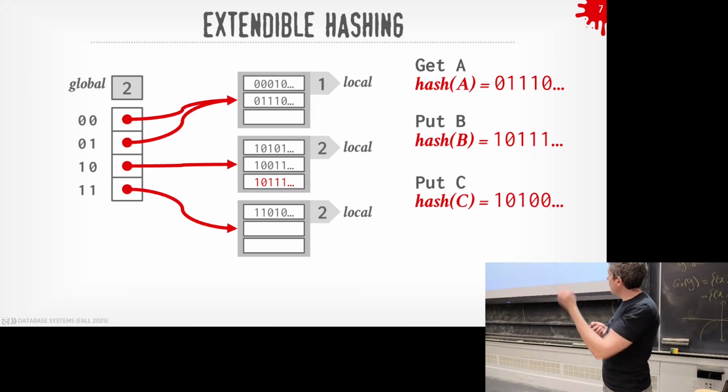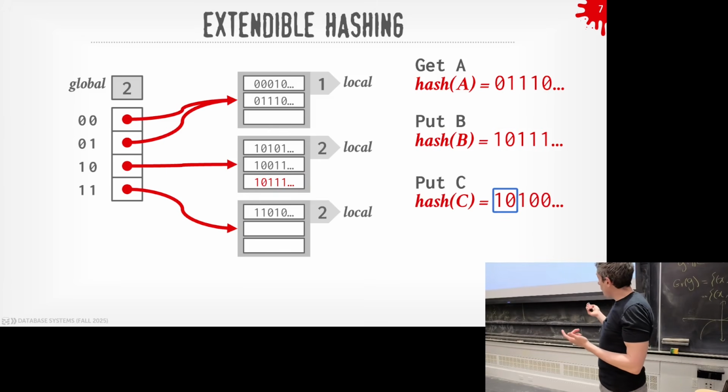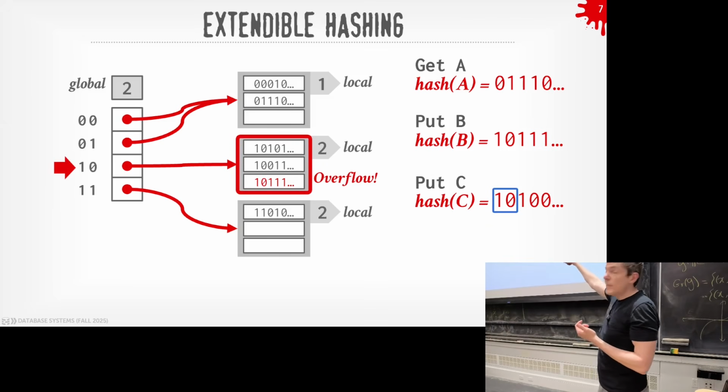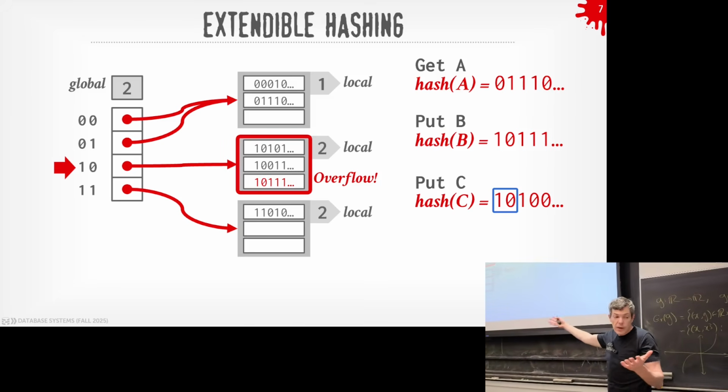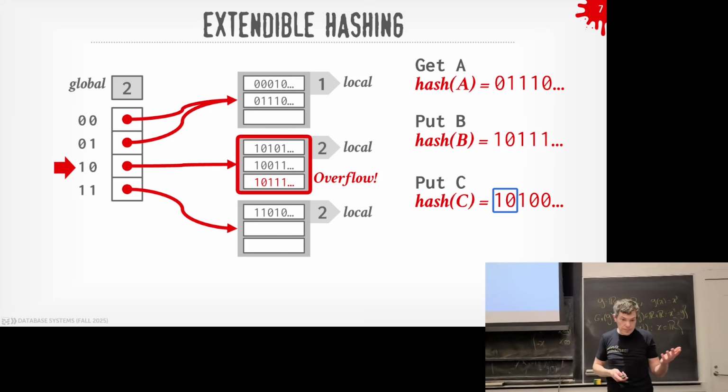We only need 2 bits. It lands in this, no problem, that's fine. Now we do a put at C. It requires 2 bits, but then when we follow the pointer, we land in the bucket here in the middle, but it's out of slots in our buckets. So now we got our overflow.